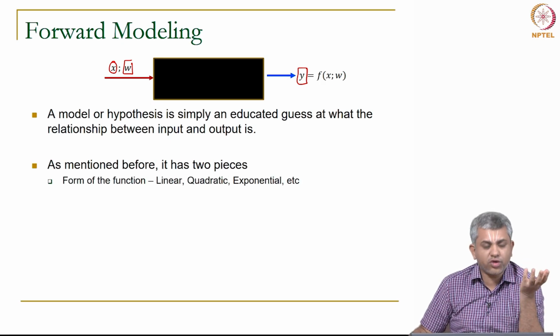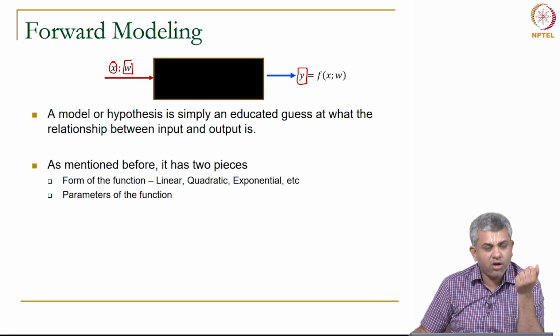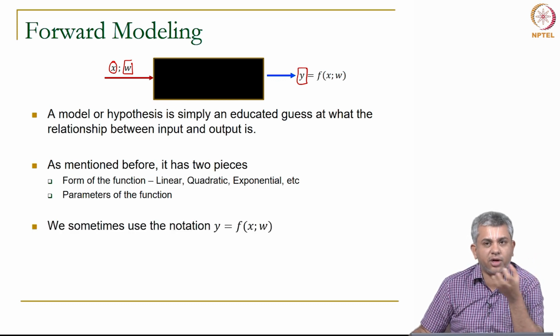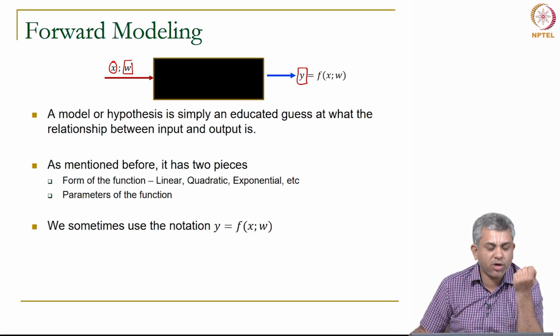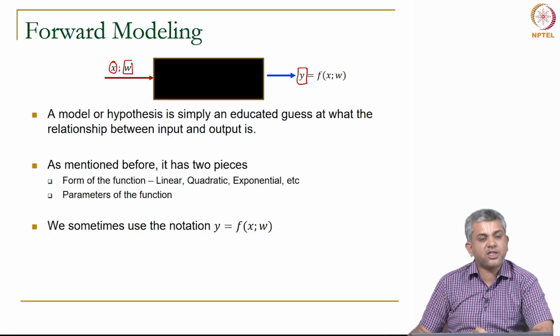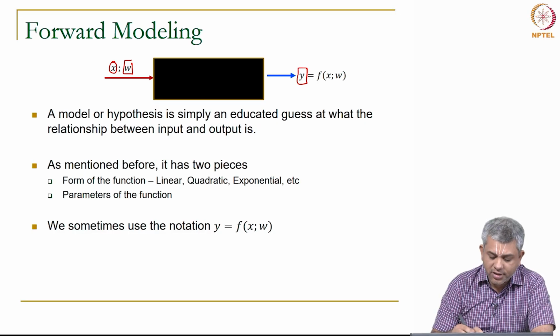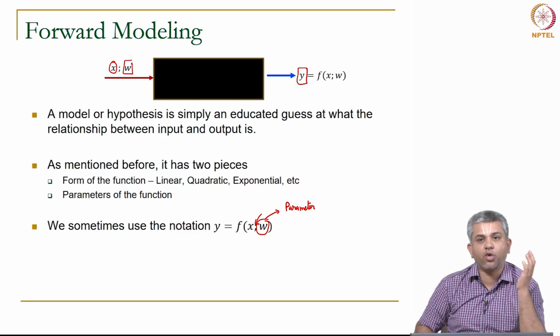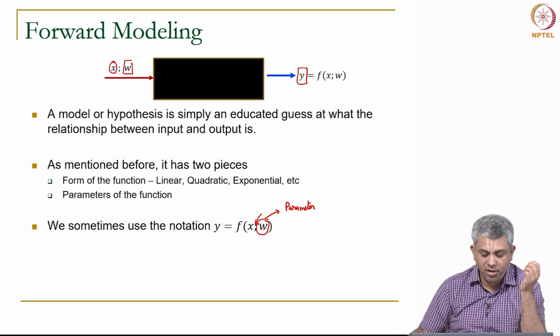So, you usually have two pieces, as I mentioned just now. You have the form, which is linear, quadratic, exponential, etc., and then you have the parameters, the unknown, adjustable constants that are sitting there. So, we sometimes use the notation y is f of x semicolon w. What it means is this is a parameter. Whatever comes after the semicolon in this notation basically means it is a parameter.